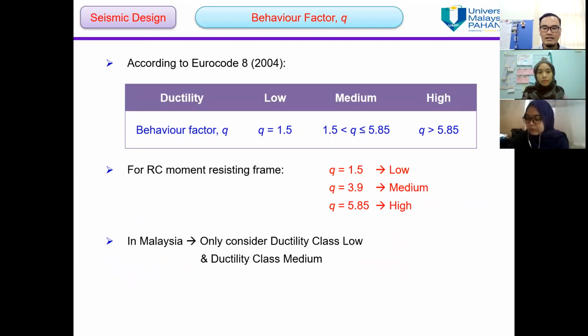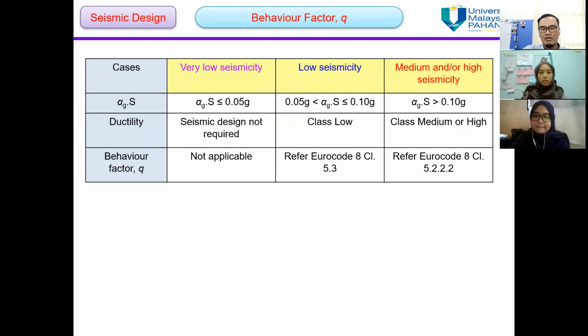Okay, based on this table, for ductility class low, this is the value of behavior factor, and this is the range for ductility class medium, and this one is for ductility class high. For RC moment resisting frame, in Malaysia, we only consider ductility class low and ductility class medium. You can recall back our last lesson about the seismicity cases. Based on the seismicity cases, we determine the class of ductility to be considered, and then we can determine the value of behavior factor to be applied in design.